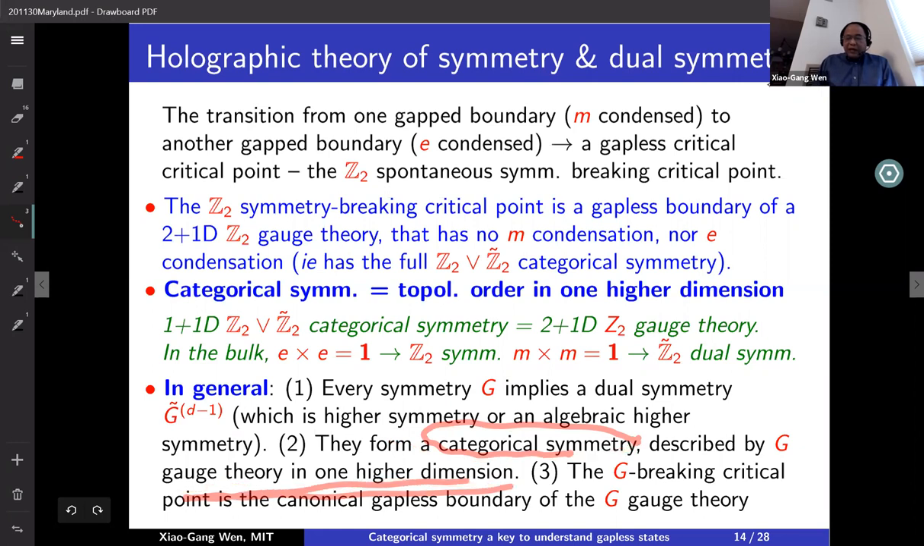And the G symmetry breaking point is a gapless boundary of this G gauge theory, where the gauge charge and gauge flux do not condense on the boundary. Certainly, the symmetry breaking point is a gap at the boundary of the gauge theory. And this is really some kind of general picture for the symmetry and the topological order in one higher dimension.